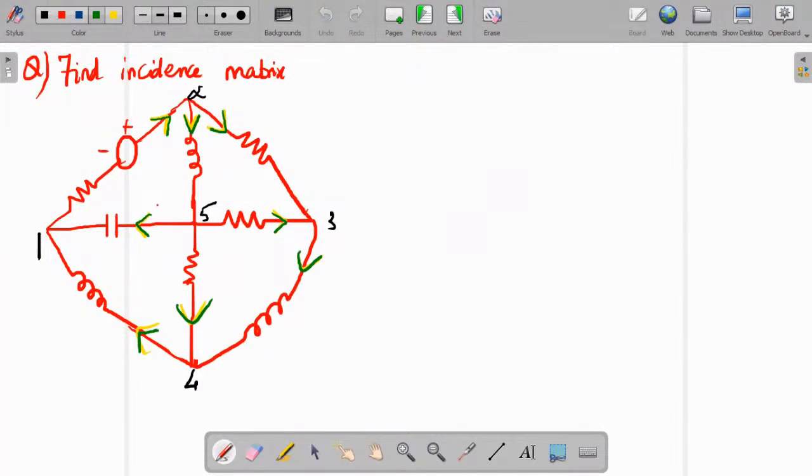Next. Okay, for the given circuit, find the incidence matrix. Okay, so first நான் connected graph வரைகிறேன் இந்த given electric circuit க்கு.